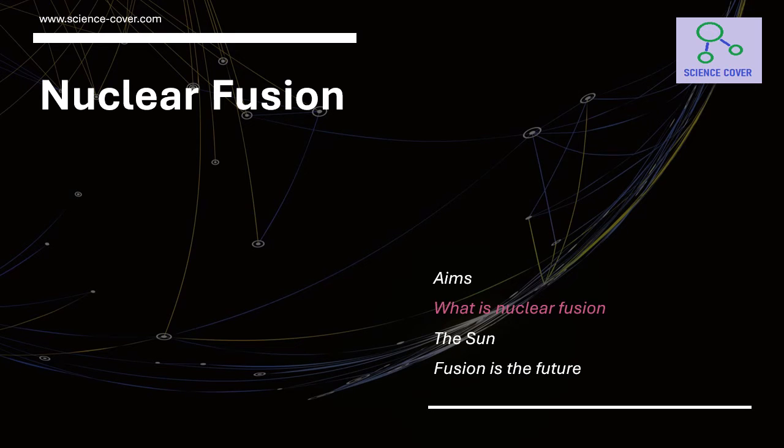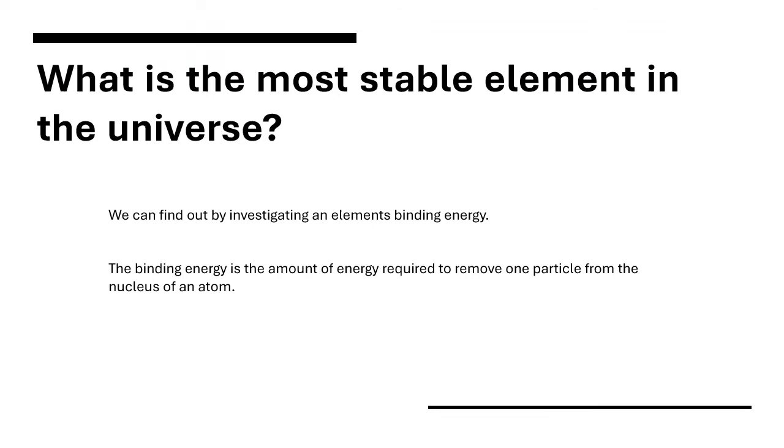Let's begin this session by looking at what we mean by nuclear fusion. What is the most stable element in the universe? We can find out by investigating elements' binding energy. The binding energy is the amount of energy required to remove one particle from the nucleus of an atom. So this could be removing a proton or removing a neutron from the nucleus of an atom.